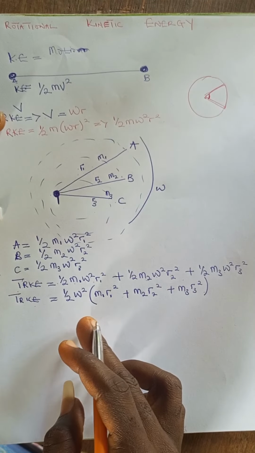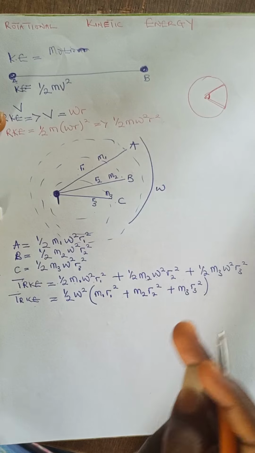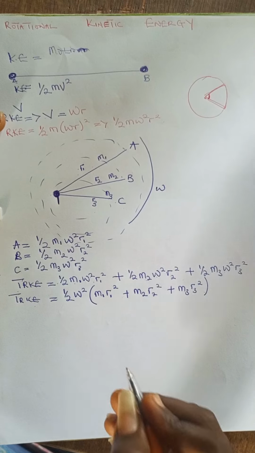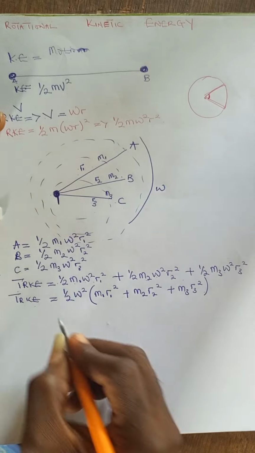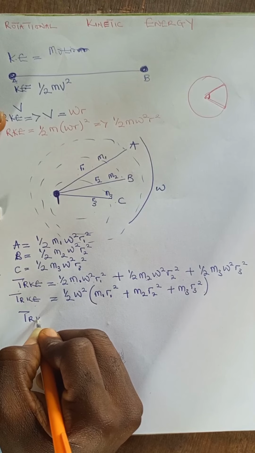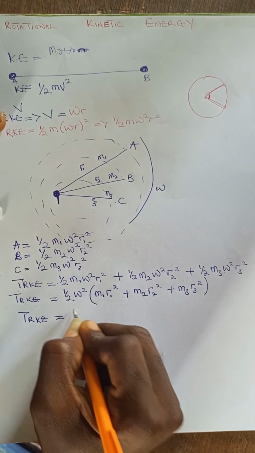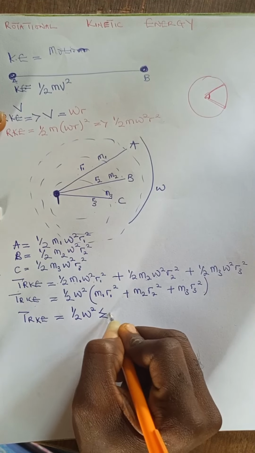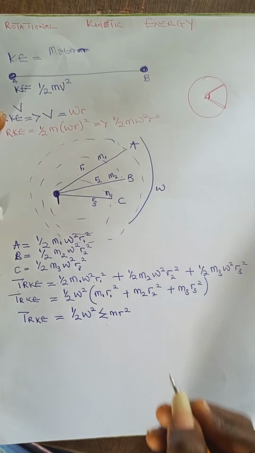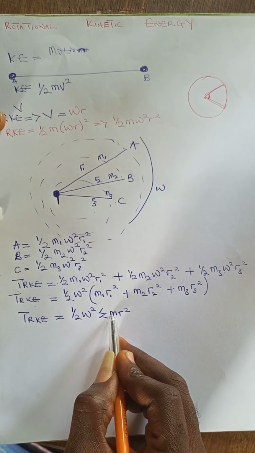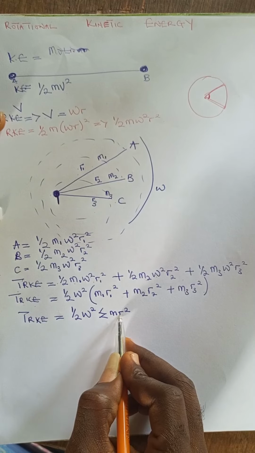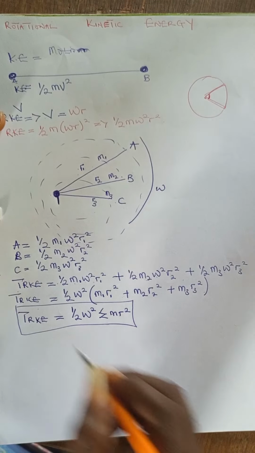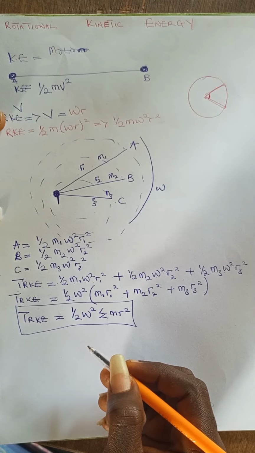Now this means you are adding the different values of this mass and radius. So instead of having this, you can just write the summation of the mass and radius. So your total rotational kinetic energy can become half omega square the summation of m r square. So summation of m r square means all the values of m that you have and all the values of r that you have, add all of them together. So this will become our formula for the total rotational kinetic energy.